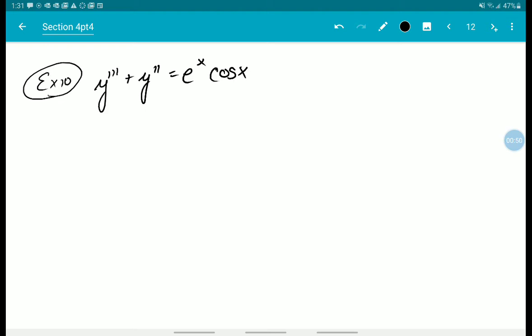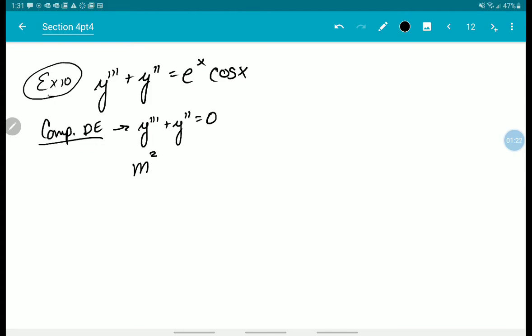So if we look at this example, we have a third order differential equation. It's y triple prime plus y double prime equals e to the x times cosine of x. So let's go through and start by finding the solution to the complementary differential equation. So our complementary differential equation is y triple prime plus y double prime is equal to 0.